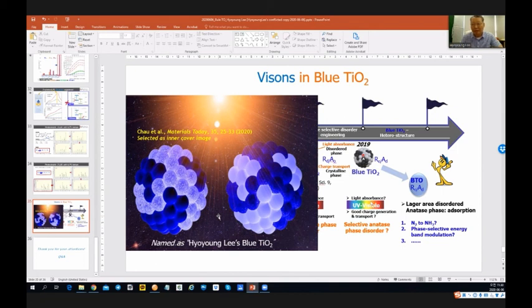Like in organic chemistry, people used to use named reactions. So probably in the future, material scientists will try to do some named materials like they do.